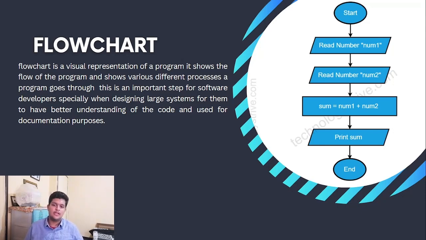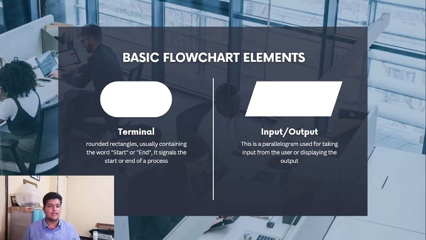So now we will proceed to some basic flowchart elements. First we have the terminal block. Terminal is basically a rounded rectangle, usually containing the word start or end. It signals the start or end of a process. And then we have the input and output block. This is a parallelogram used for taking input from the user or displaying the output.